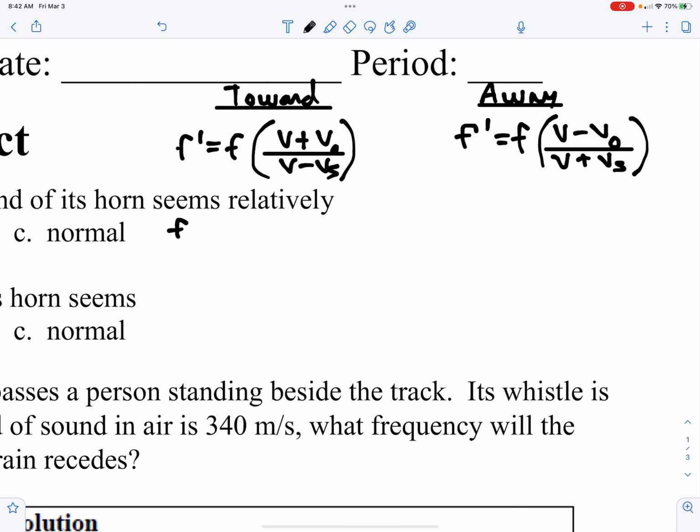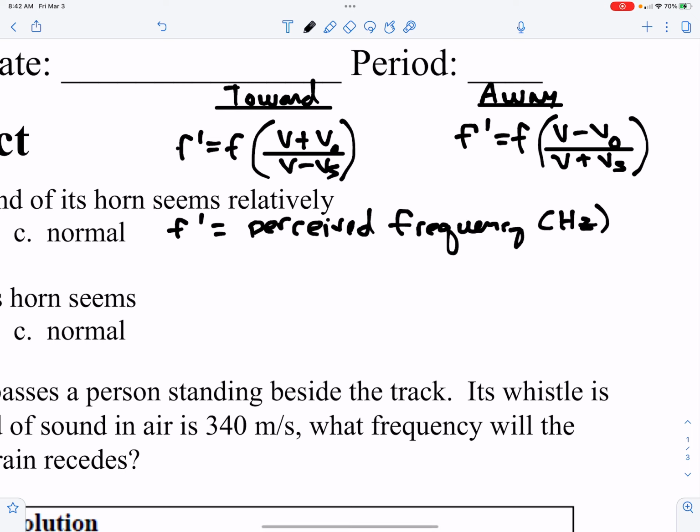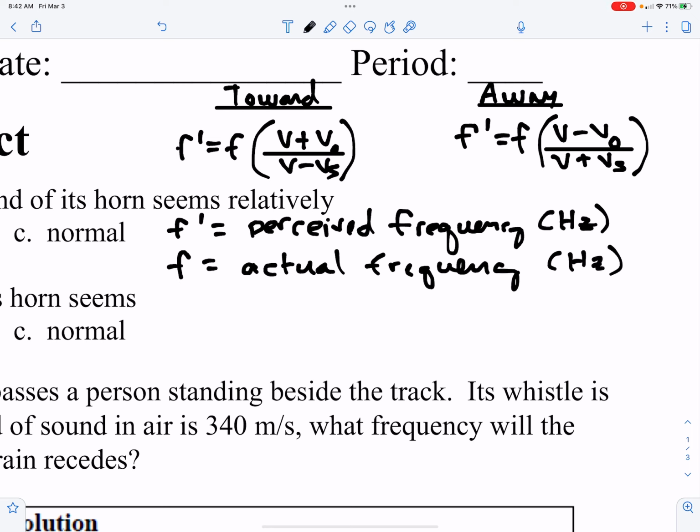F prime is the perceived or observed frequency. It's the frequency noticed by an observer, in hertz. F is the actual frequency of the sound source, again, also in hertz. Then you have V, V sub O, and V sub S. Well, V is the speed of a sound wave in meters per second.